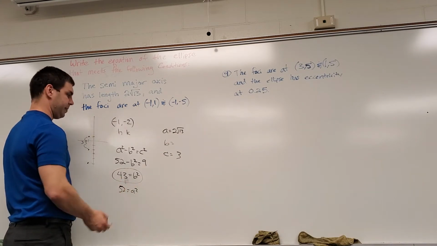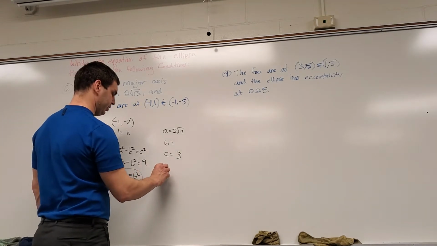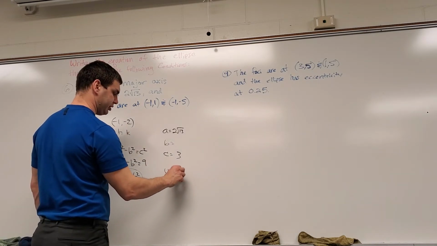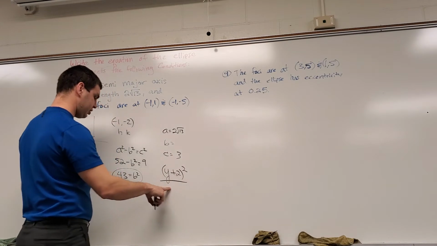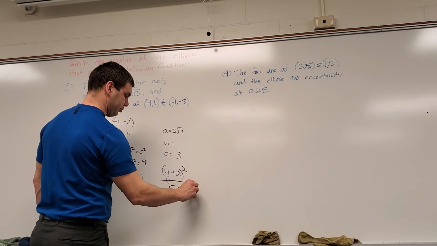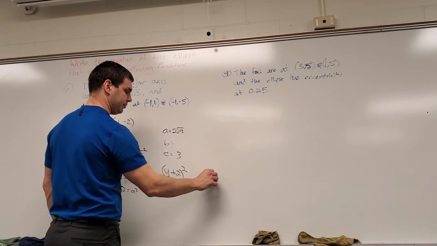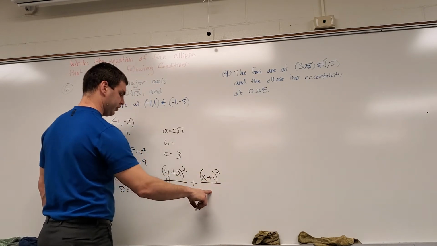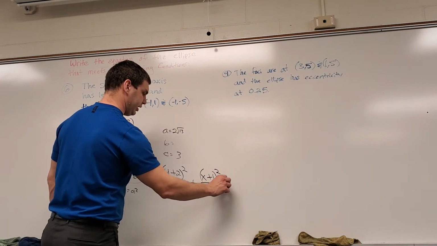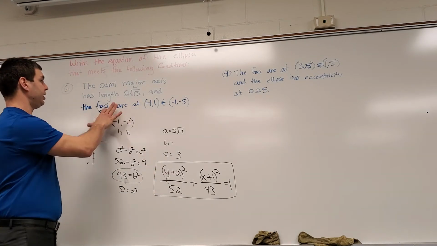So what can I do with all that? All right. I need to write out my equation, and this is one where the y's are going to come first since it is vertical. We're going to do y minus my k. Y minus -2 is y plus 2, quantity squared, over A squared, which we said was 52, plus x minus my h. X minus the -1 is x plus 1, quantity squared, all over B squared. B squared we said was 43. Okay, and then every ellipse equals 1. So this is the equation of that ellipse.